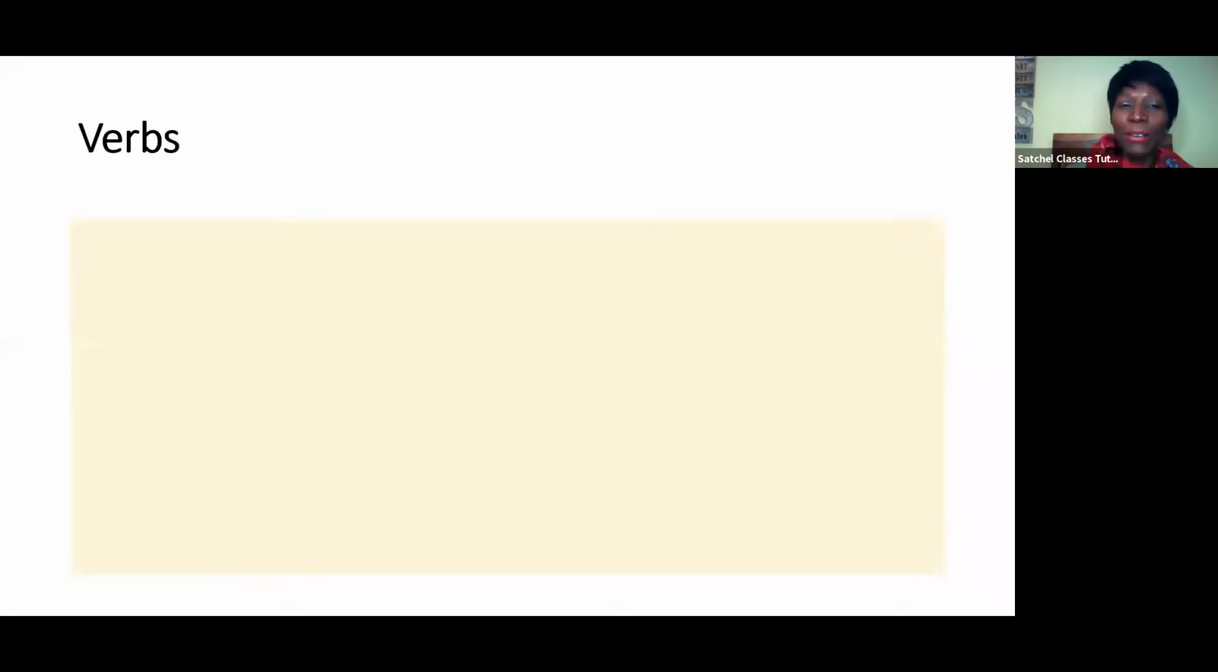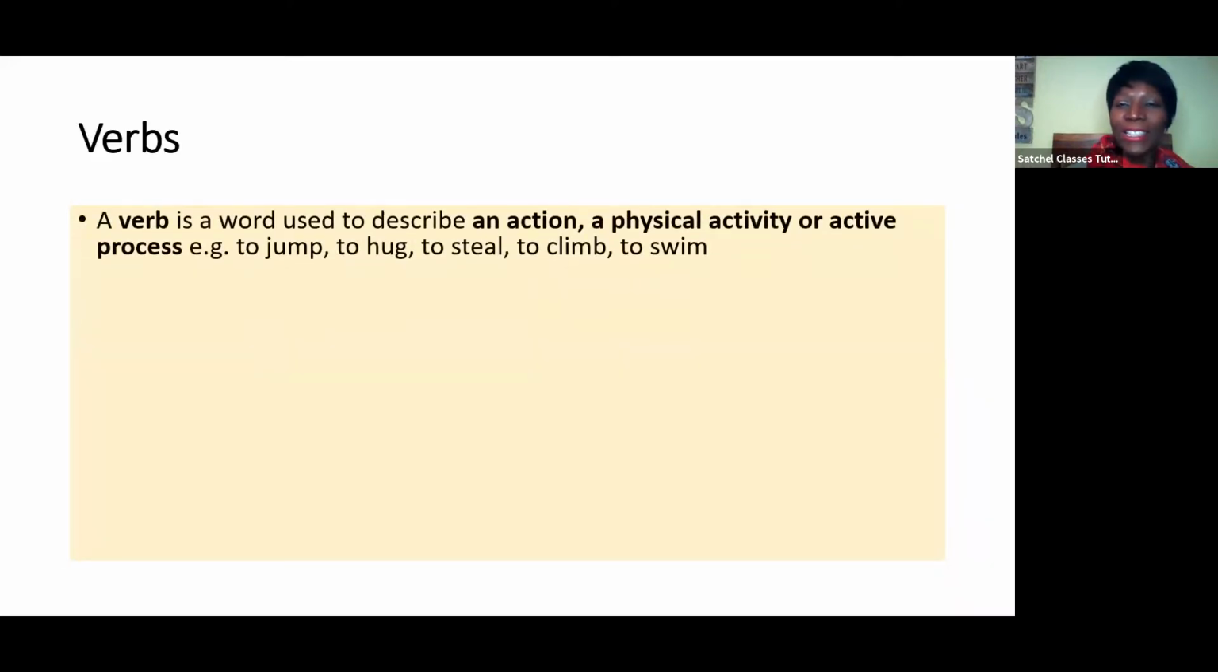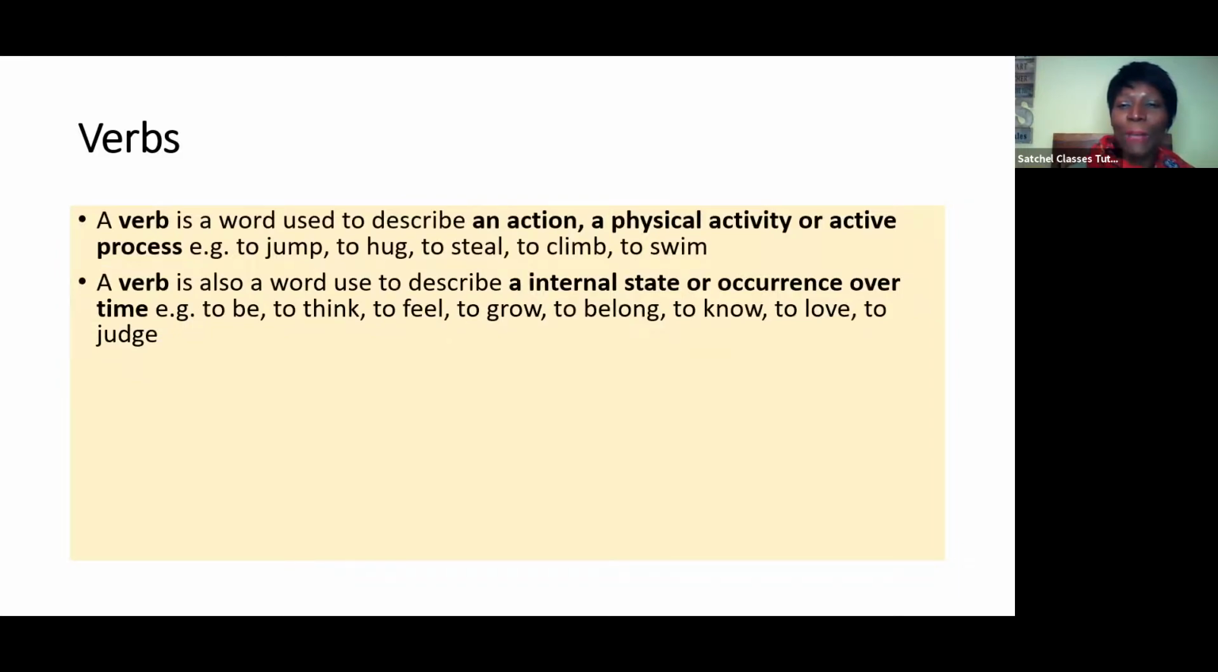What are verbs? Verbs are words that describe an action, a physical activity, or an active process. So to jump, to hug, to steal, which I hope you're definitely not doing, to climb or to swim are all verbs. But verbs also describe an internal state or an occurrence over time. So to be, to think, to feel, to grow, to belong, to know, to love, and to judge.